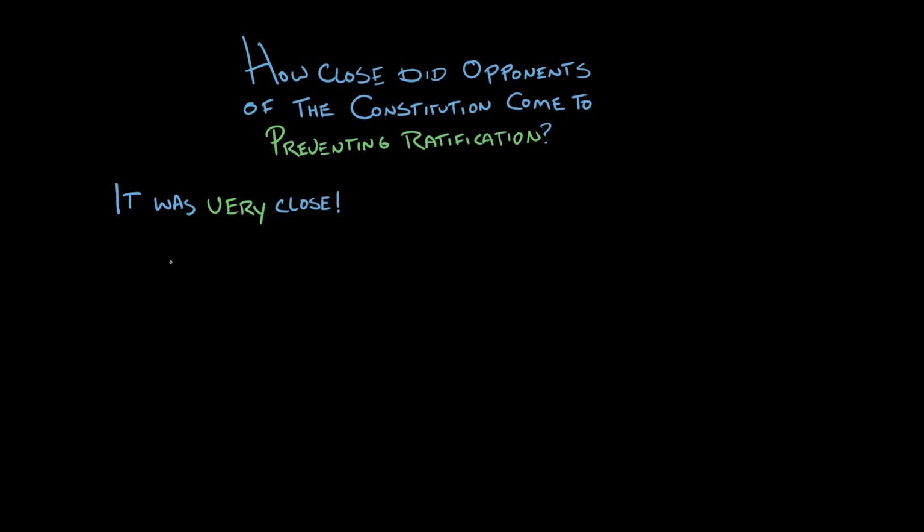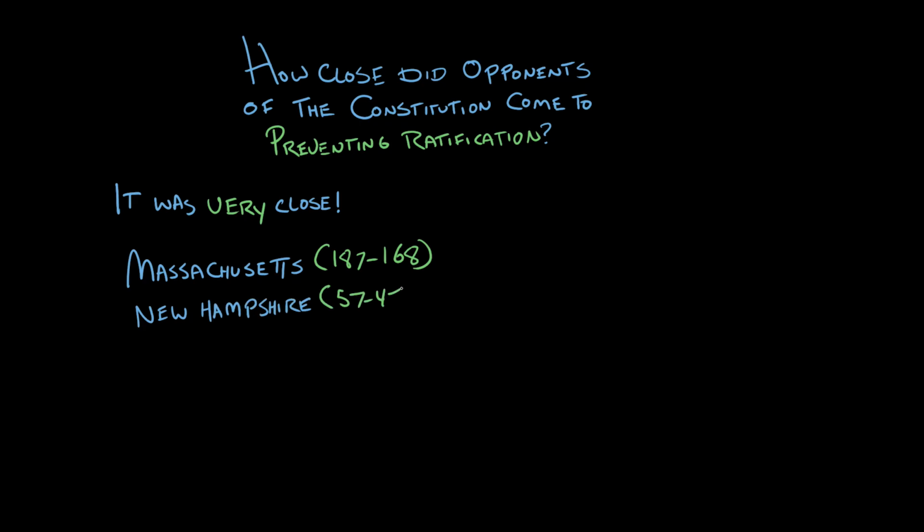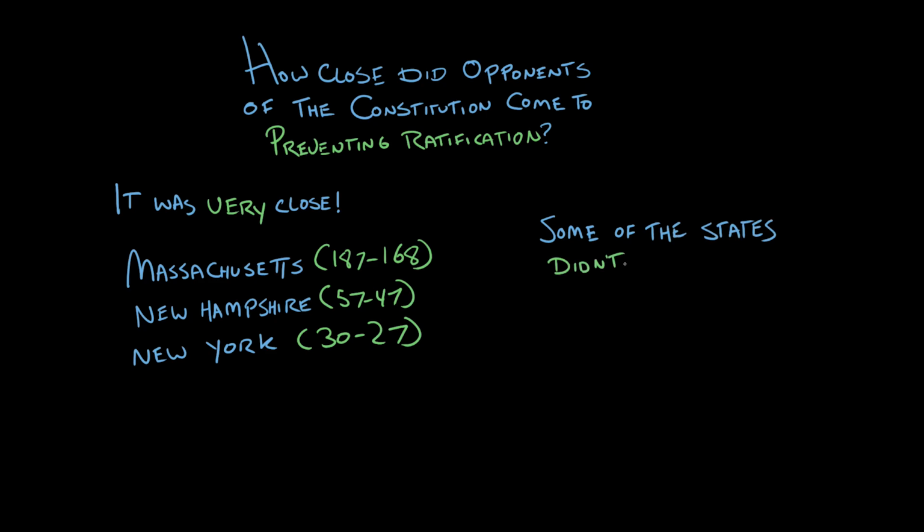One of the ways in which it was close was that there were just very close votes. Massachusetts was 187 to 168. New Hampshire was 57-47. New York was 30-27. So very close votes involved, a couple of people changing their mind, and that would have meant various states didn't ratify. In addition to that, some of the states actually did not ratify. So the first thing that happened was Rhode Island early on in the process says, we don't like your horrible constitution.